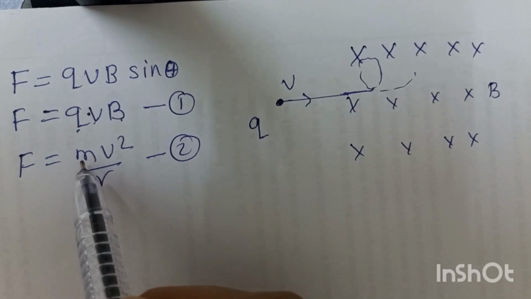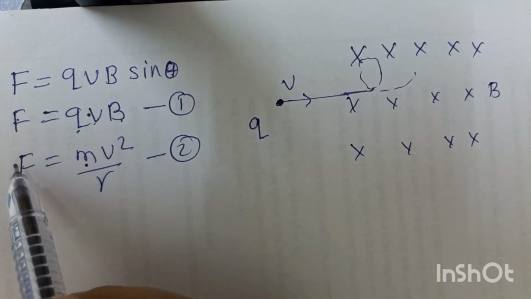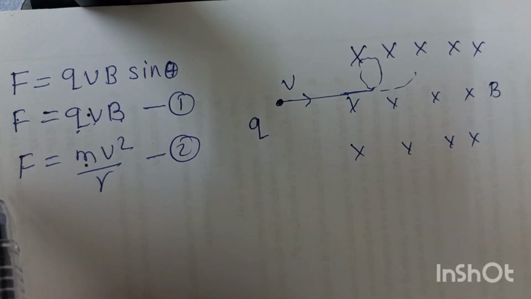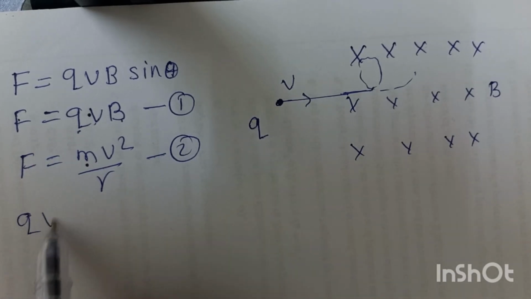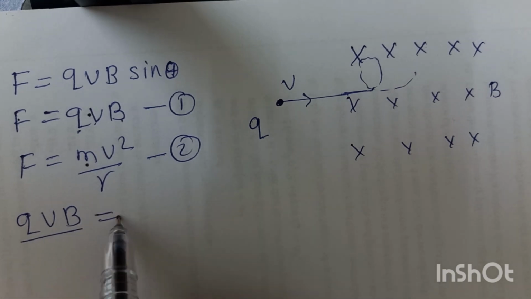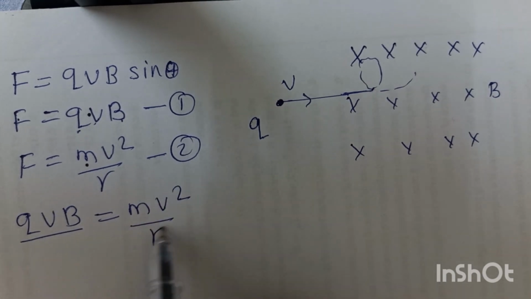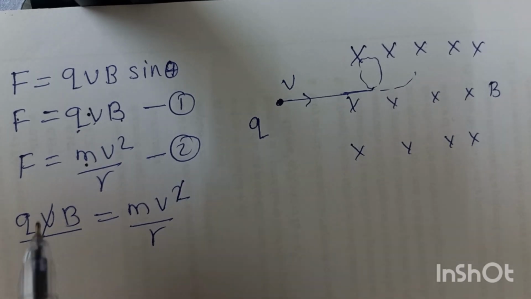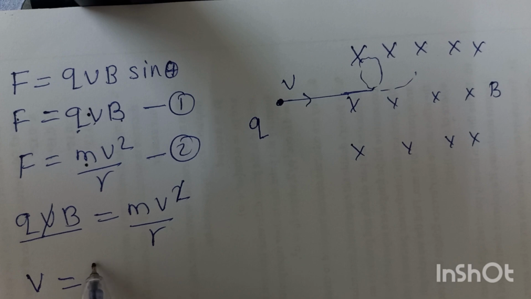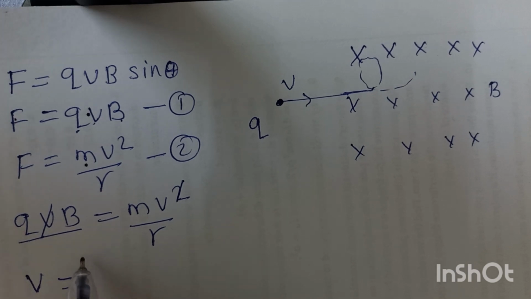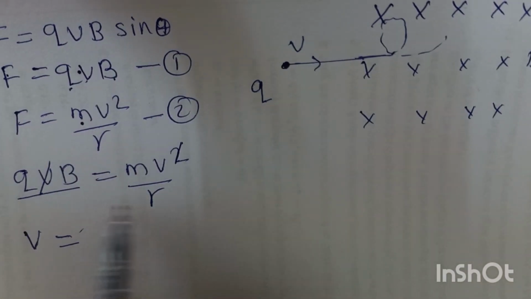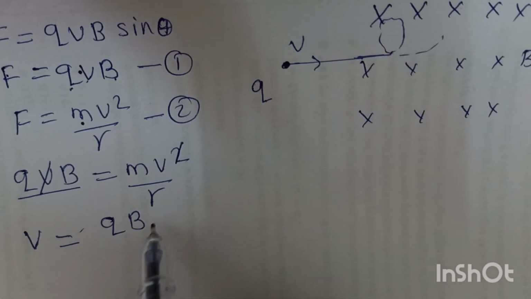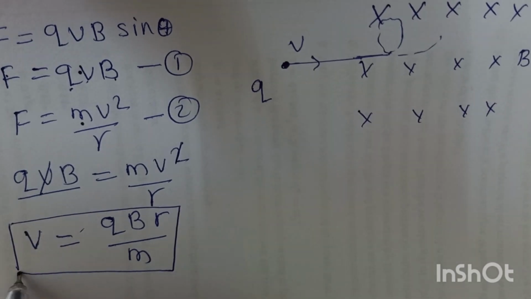So now both the equations are in the form of force. The LHS are the same, that means their forces are the same, then you can equate them. So qvB is equal to mv square by r. So one v and v get cancelled, and you can write the equation for v, that is velocity. Velocity is nothing but, you can transpose here qB into r divided by m. So this is nothing but the velocity we got.